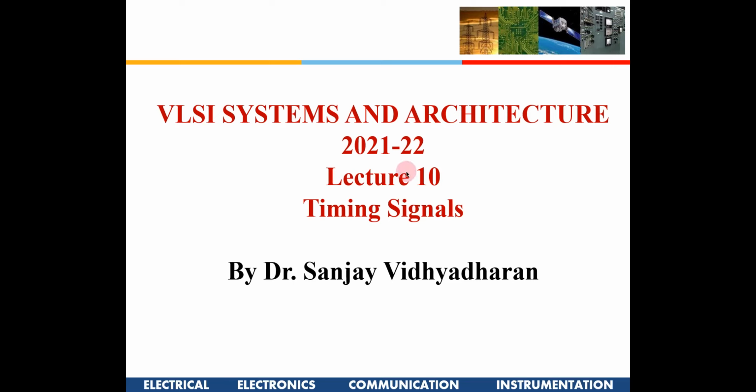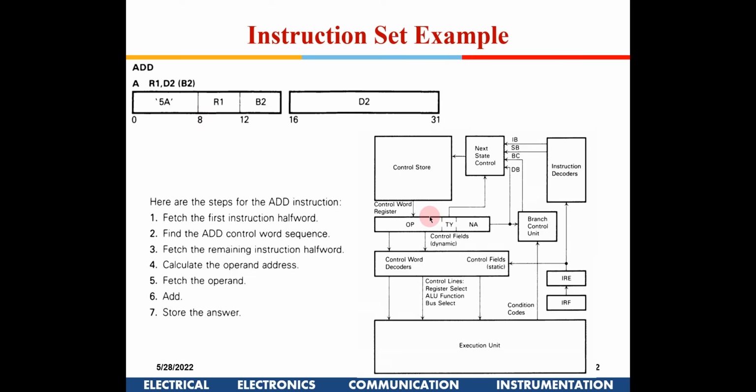Okay, good evening everybody. In today's class, we are going to see about timing signals. In the last class we saw how an instruction is fetched from the memory and brought into the instruction fetch register. That's the first thing, and that's how an instruction is executed. The first and foremost step is to get the data from the memory to the instruction fetch register, right?